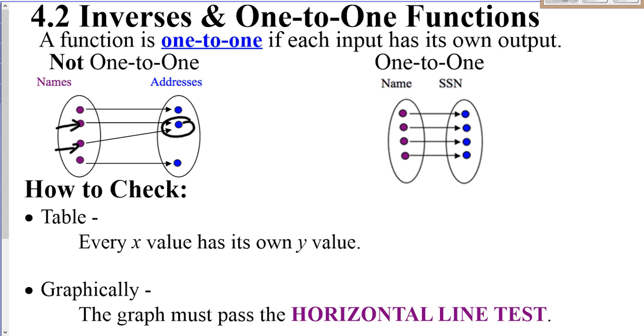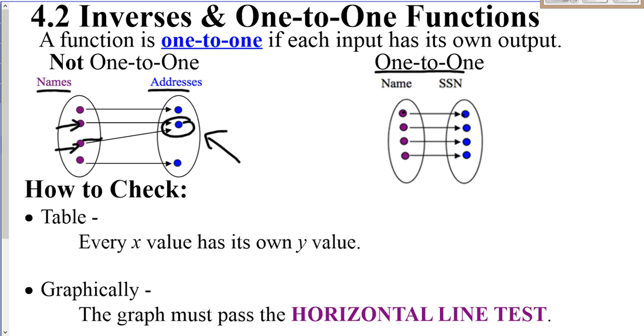This example being names and addresses, you can have two people living in one house, but if I ask you what is the person living in this house, you can't tell me because there are two solutions there. Well, a one-to-one function is every single input has a unique output. An example could be names and social security numbers. If I know somebody's social security number, I can find their name and vice versa.